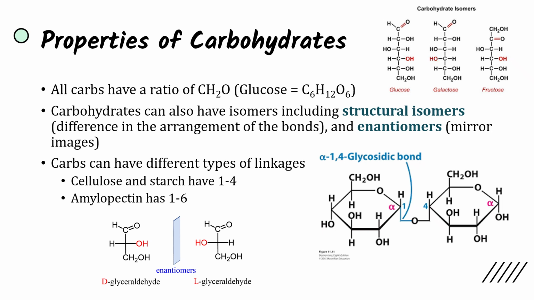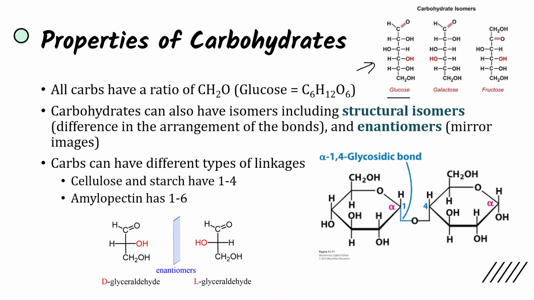So carbohydrates can also have isomers. And as you recall, or maybe not recall from 1.0, isomers have the same chemical formula, but different structures. So we have structural isomers, where there's a difference in the arrangement of the bonds, and enantiomers, which are mirror images. So if you look up here at the top right, we have a glucose molecule, and then we have a galactose molecule, which is just a restructuring of the bonds, and same thing with the fructose molecule.